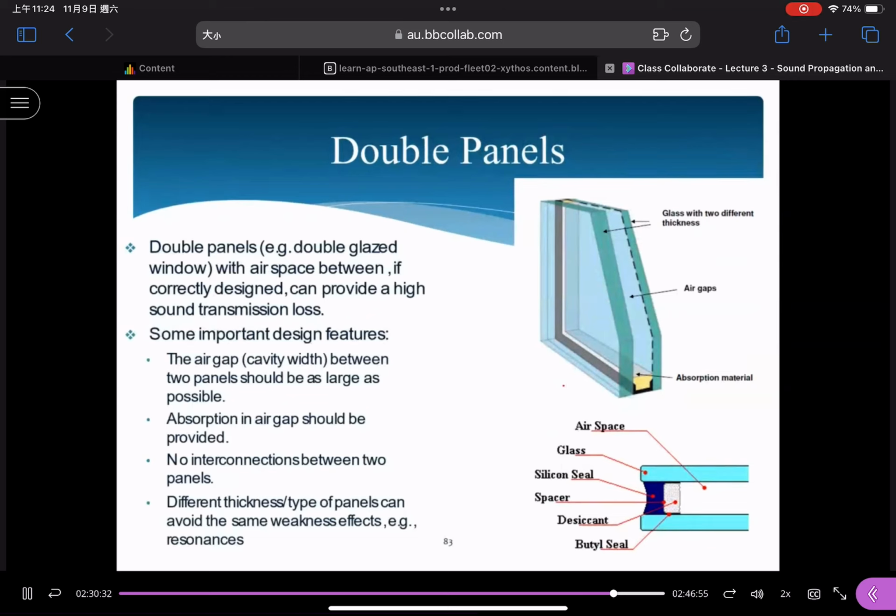There are some general design features. For example, we want to make the air gap as large as possible, and we also install some absorption materials inside, and we have to make sure that there is no interconnection between these two panels. In addition, we want to make the mass or the thickness of these two panels slightly different because we want to avoid the presence of resonance effects.